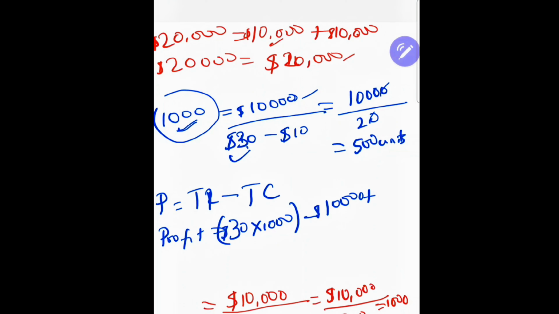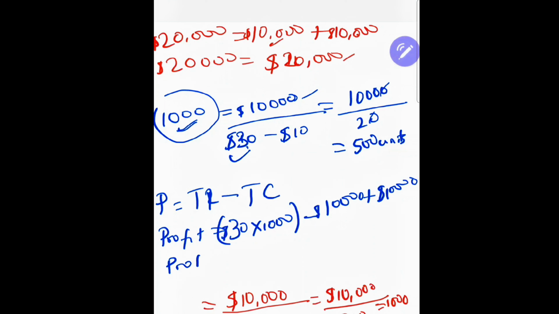Plus the variable cost is 10,000 as well. Remember, the unit price of variable cost is $10 times the quantity, which is 10,000. So this one also is 10,000. So our total cost is 20,000.